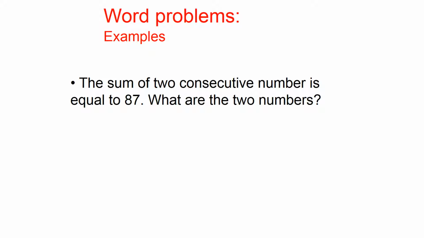So this is a word type question. It's asking you for two consecutive numbers that equal 87. What are the numbers? So we'll start out with thinking, well, there are two numbers, and I'm going to make the first number equal a variable. I'm going to pick a letter. X. Well, let's have X.